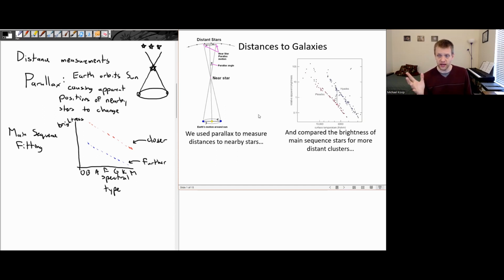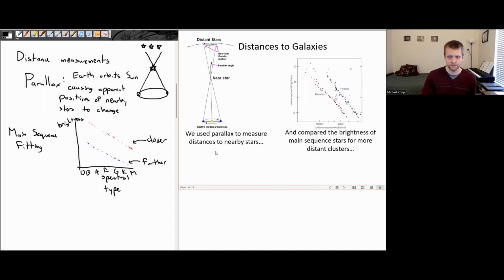We also talked briefly about this other method of measuring the distances to clusters of stars, this main sequence fitting method, where if I have a cluster of stars and I measure their apparent brightness versus their spectral type, if we find that diagonal band that represents the main sequence stars, we know how luminous those different spectral types of main sequence stars are. So if I see that main sequence line at a higher brightness, well, that cluster of main sequence stars must be closer to us than if that brightness is lower.